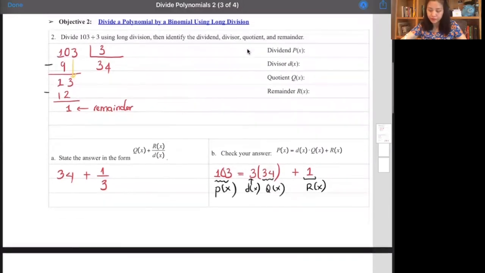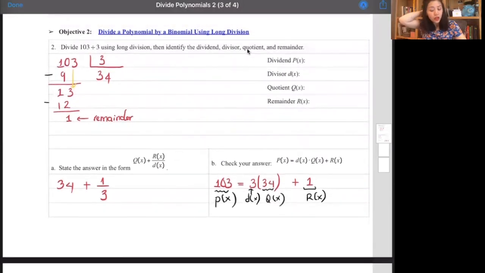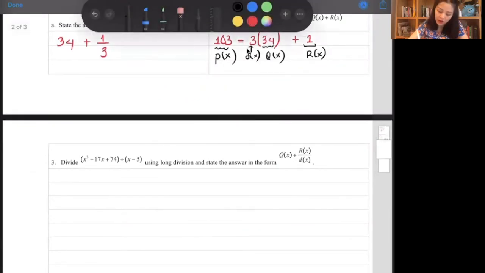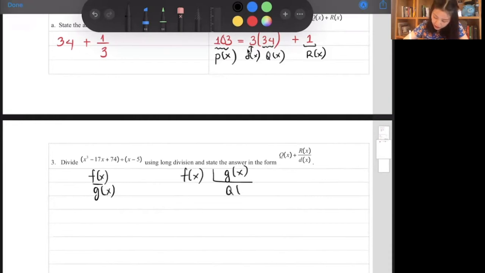All right. Okay, so that's how we do long division with numbers. Now it turns out that we can do the exact same thing with polynomials, right? So for example, if I have f of x divided by g of x, I can set up like this. I have f of x long divided by g of x. And at the end of the day, I have the answer, which is the quotient q of x. And then maybe along the way, I have the remainder r of x.